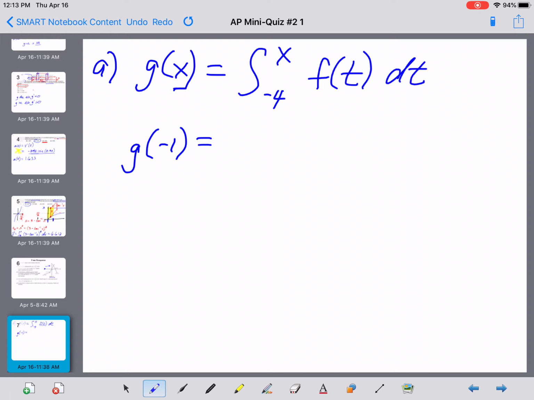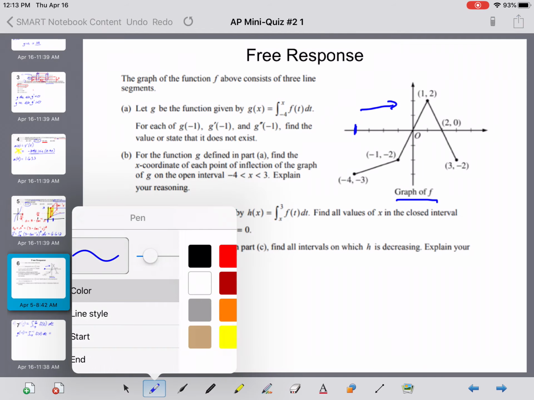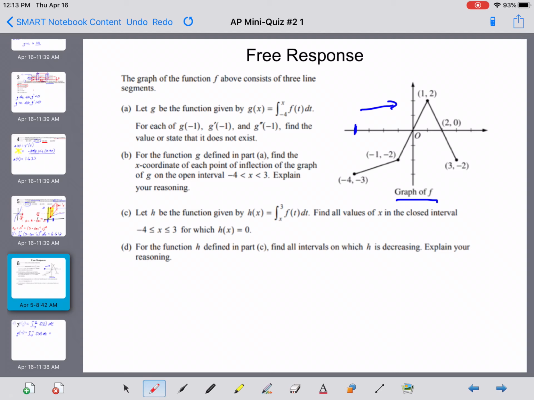They gave us the definition for g of x, so everywhere there was an x, we just replaced that with a -1. So it's an integral from -4 to -1 of the graph of f of t, which they gave us, taken with respect to t. So this is basically an area problem. As we look at this region right here, starting at -4, which is right here, and ending at -1, they just want to know what is the net or signed area of that region right over there.